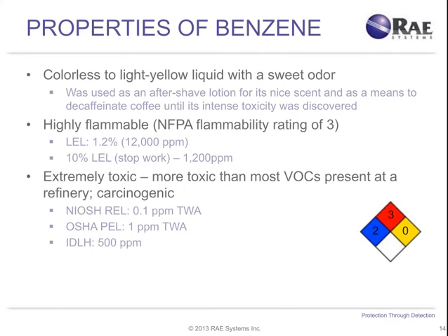Now, benzene is more toxic than most volatile organic compounds present at a refinery, and there are a lot of those. Okay? So the permissible exposure limit, according to OSHA, is 1 ppm. But the recommended exposure limit, according to NIOSH, is 0.1 ppm. So where most of our customers really focus is the 0.5 ppm range for industrial hygiene purposes. And the concentration that's immediately dangerous to life and health is 500 ppm. So it is really, really toxic.